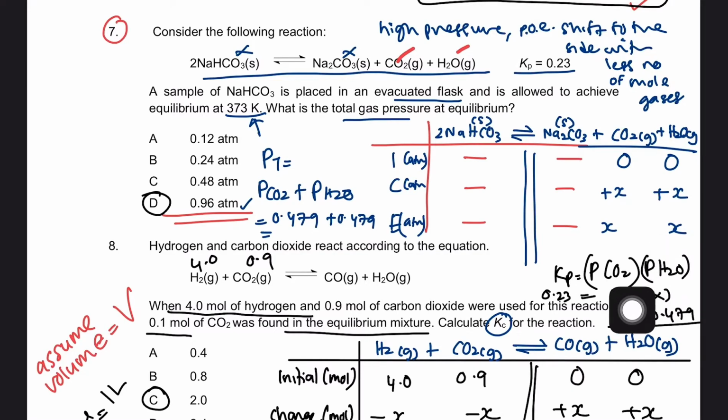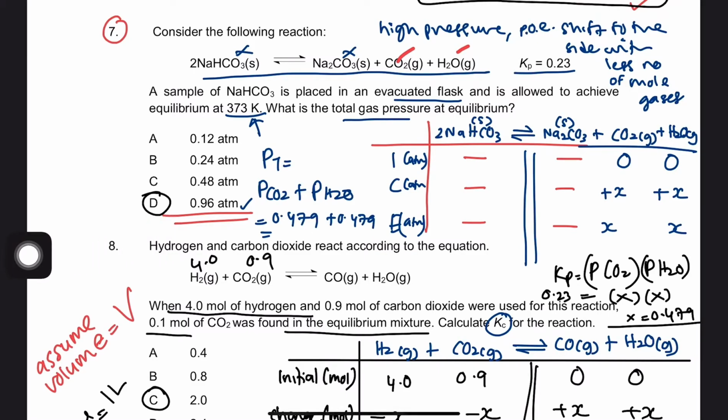Another piece of information we have in this question is the value of Kp. Kp for this particular reaction would be just the partial pressure of carbon dioxide multiplied by the partial pressure of water gas. Getting the value of x here, which is 0.479, but what is required is the total pressure. So total pressure means we must add both the partial pressures, and there you have it, answer D.